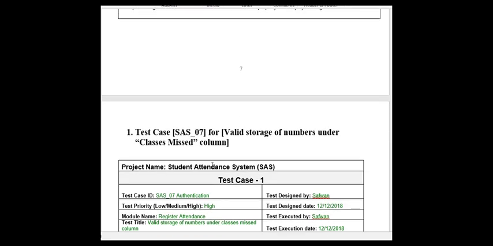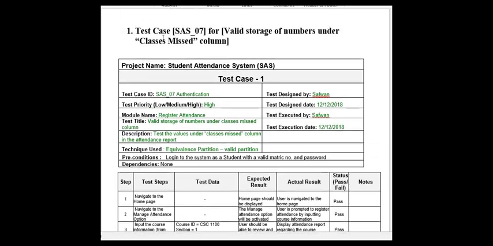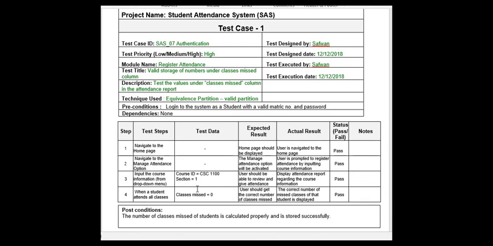So this is a test case, and another test case is valid storage of numbers under the classes missed column. In the attendance report, there is a classes missed column, and when a student attends all classes, the classes missed number will be 0. So the user should get the correct number of classes missed. So the actual result is yes, the correct number of classes missed is displayed.